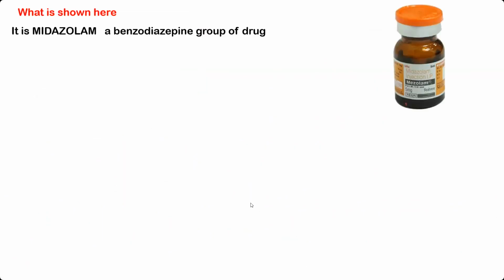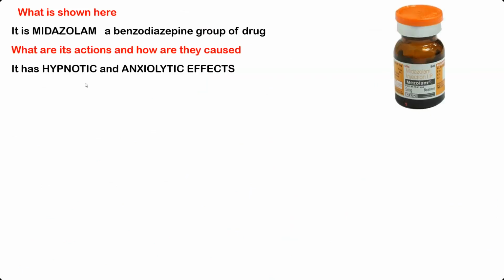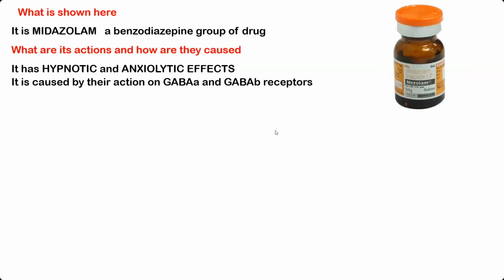This is another common drug. Midazolam is a benzodiazepine group of drugs. What are the actions and how are they caused? Sir, amnesia and anxiolysis. How is it caused? Where does it act? Its hypnotic and anxiolytic effects are caused by action on GABA A and GABA B receptors.